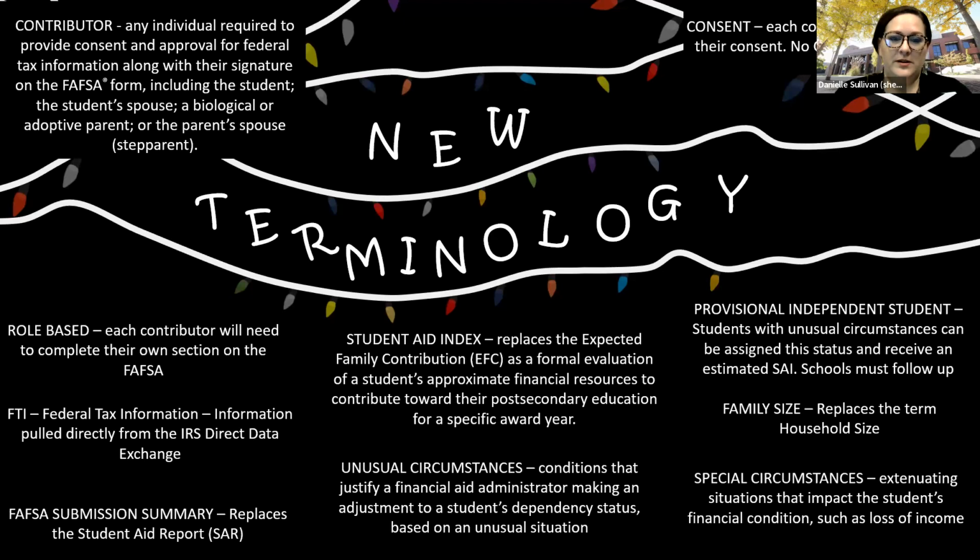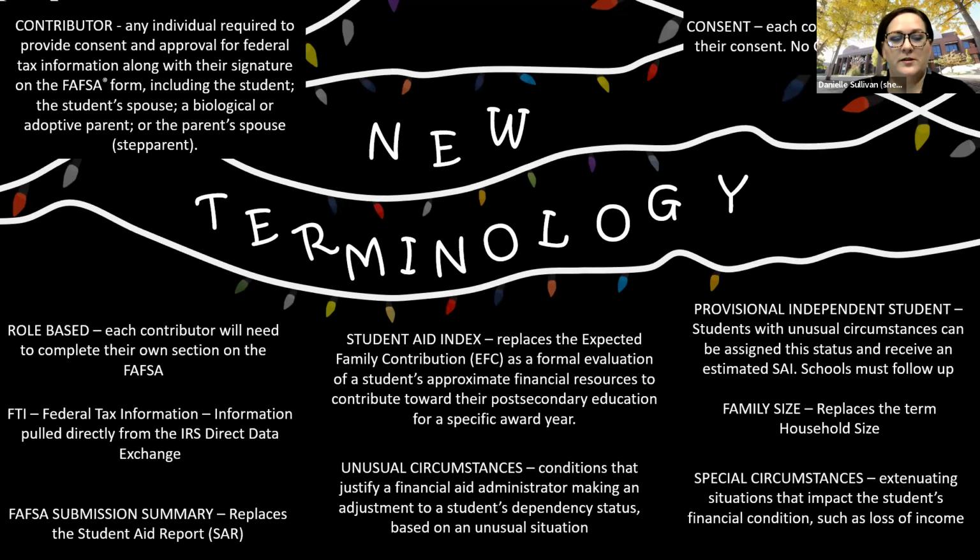So every person needs to provide their consent, and the consent is what allows the IRS to match with the FAFSA to put that IRS information directly onto the application. You cannot get federal student aid without consent, and we have screenshots of the consent process, so we'll actually be able to show you what it's going to look like in the FAFSA. Again, no consent, no financial aid, so that's a big term for this year.